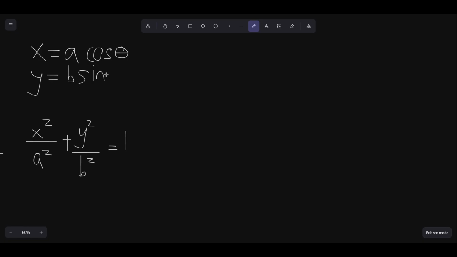And notice how if I square everything, well, then a squared is going to cancel out with a, right? If I substitute x into here, and if I substitute y into here, well, then the b squared is just going to cancel out with this b squared on the bottom. And so ultimately, you just get the Pythagorean trig identity, right? Sine squared plus cosine squared is equal to 1, and so 1 is equal to 1, which is why this works.